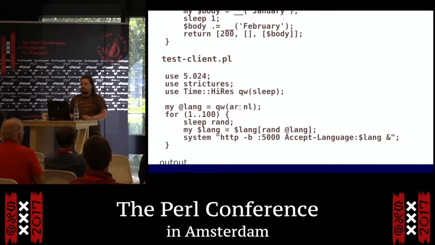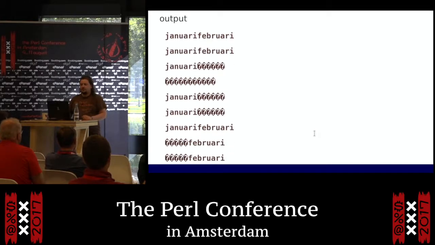We define 2 languages, Arabic and Dutch. We loop 100 times, wait a random time between 0 and 1 second, pick a language at random, and then make an HTTP call to the server there, and use the accept header with one of those 2 languages. Okay. The output of this is, so in the middle of a request, it switches from Dutch to Arabic, or the other way around.